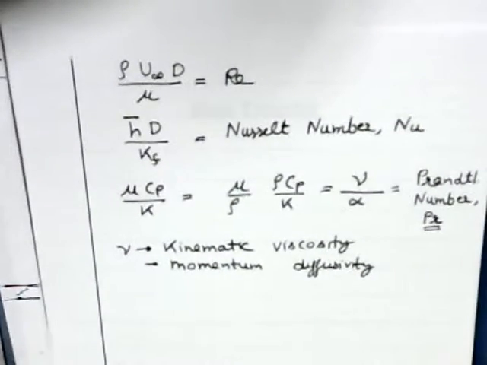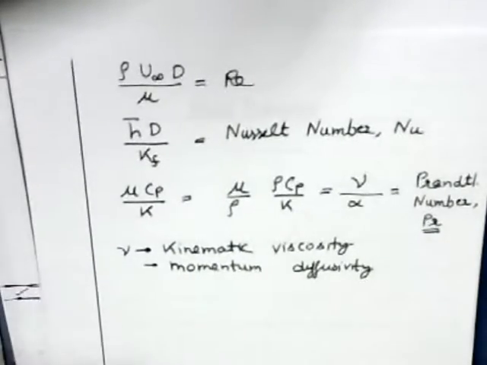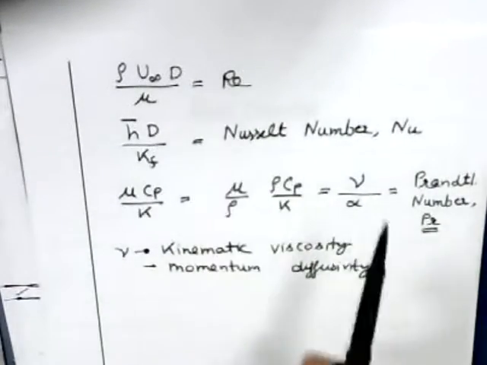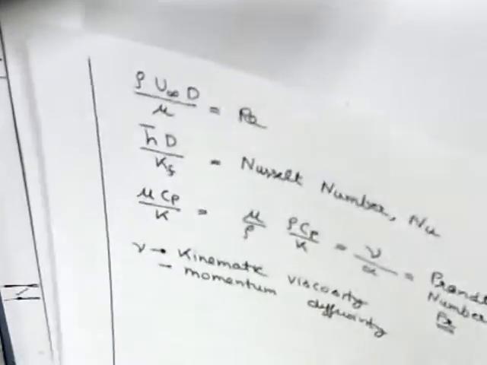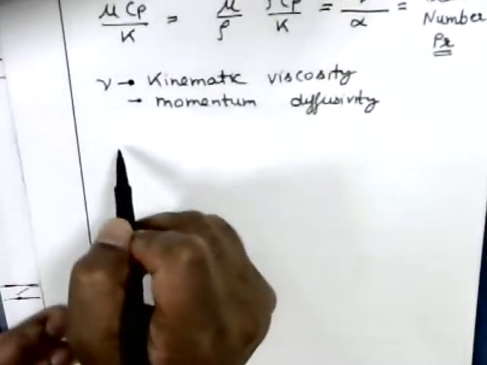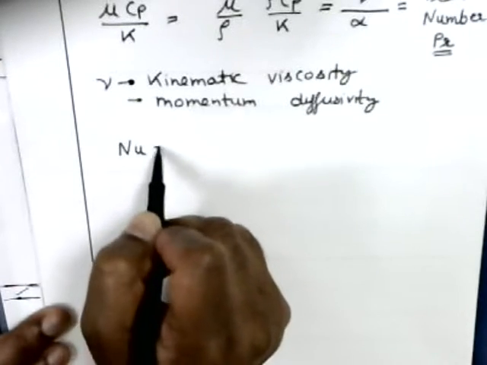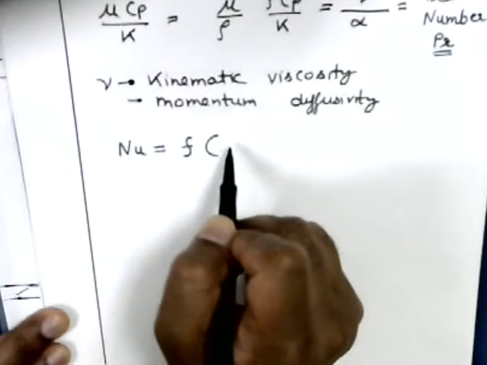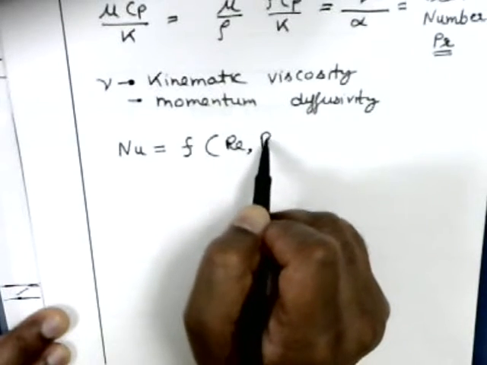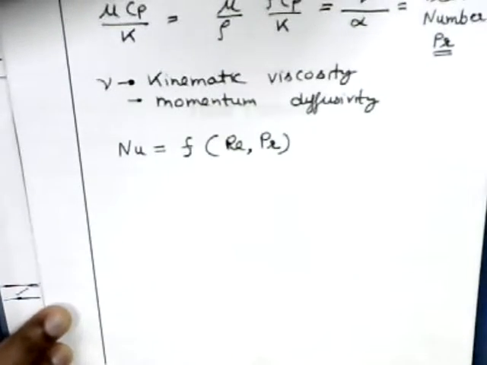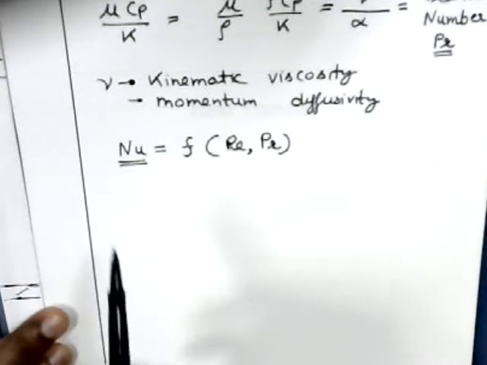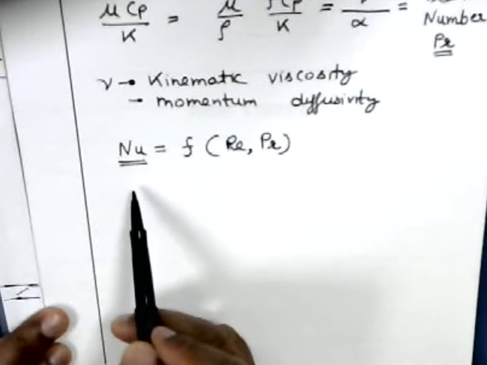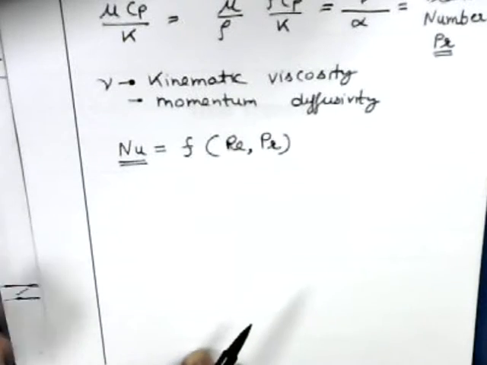So you see, by doing a dimensional analysis, we ended up with 3 parameters: Reynolds number, Nusselt number, and Prandtl number. And we can write Nusselt number is a function of Reynolds number and Prandtl number, because these are the 3 parameters. And this Nusselt number characterizes the convection coefficient, because this is hd over k. So this has the convection coefficient in it.